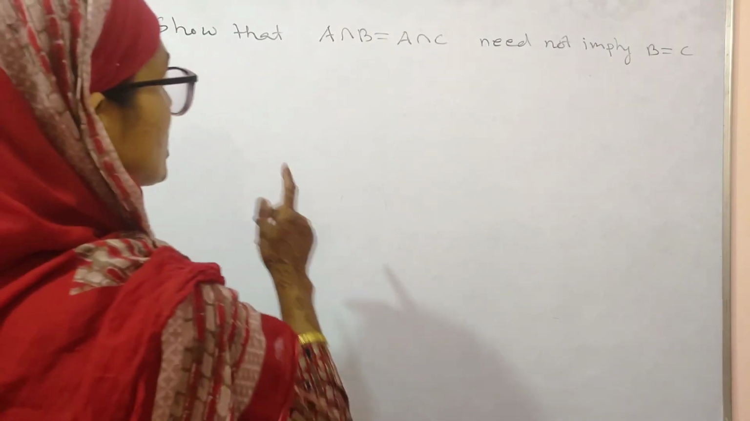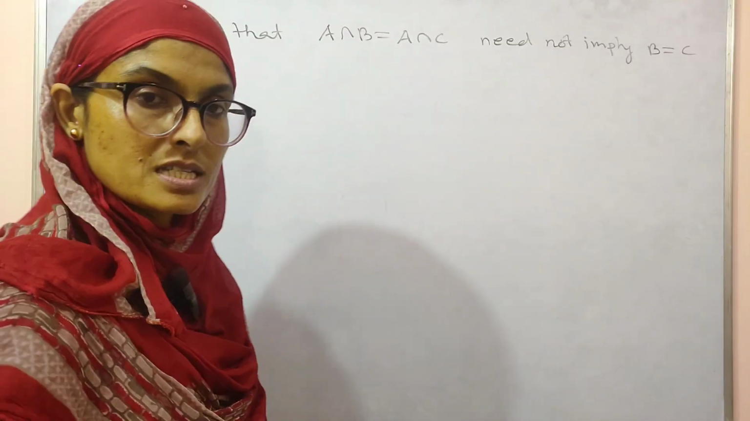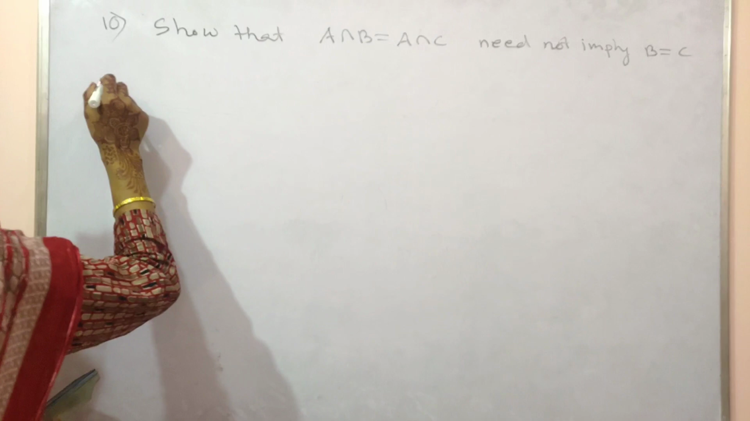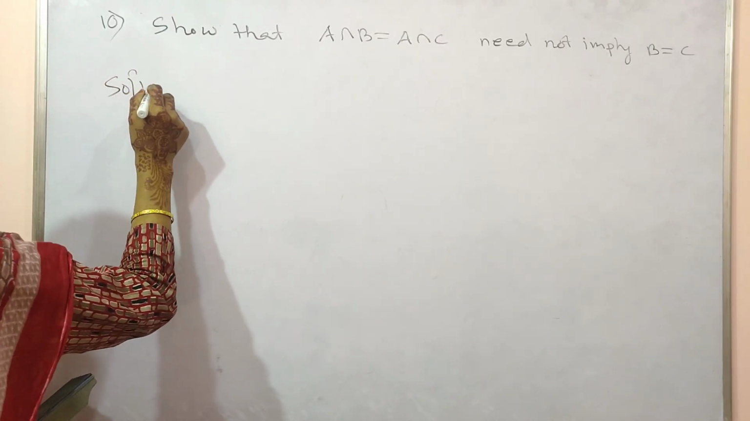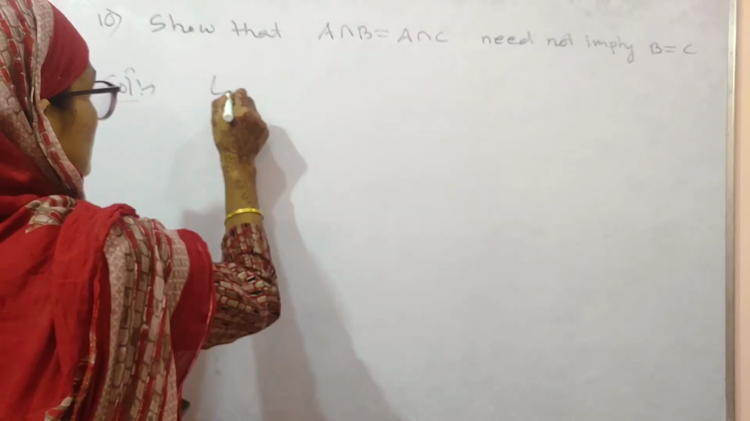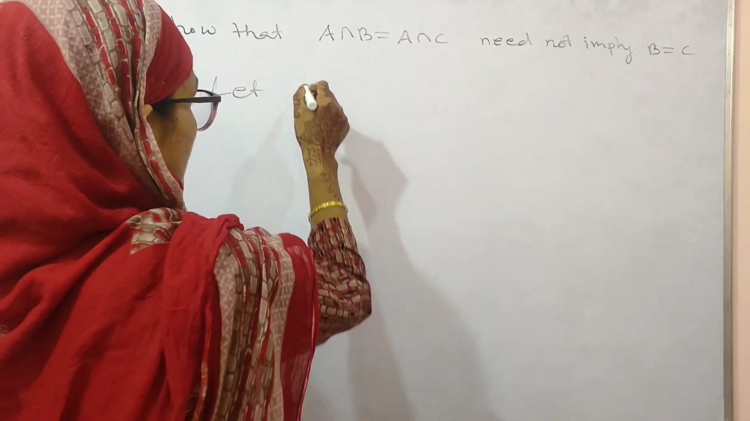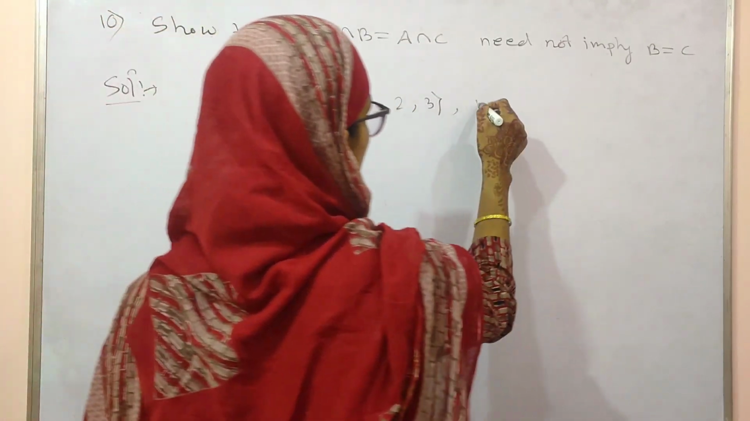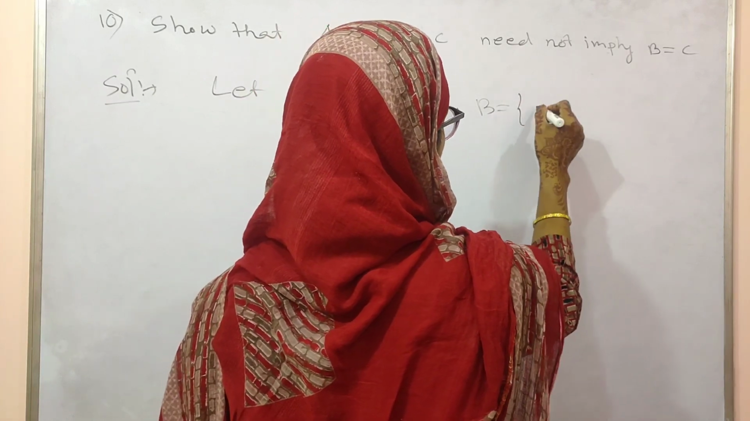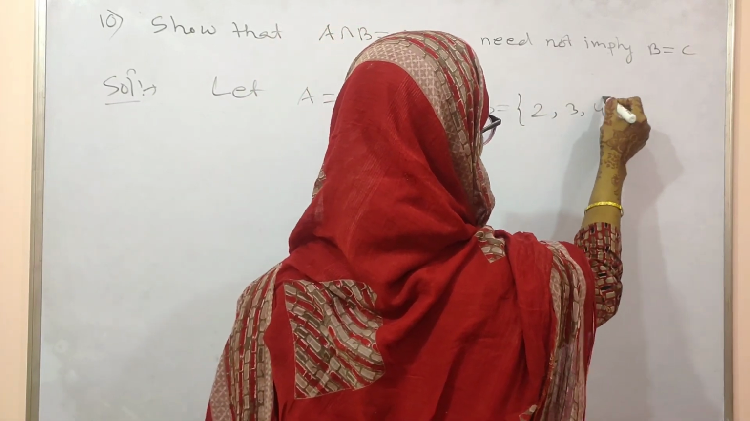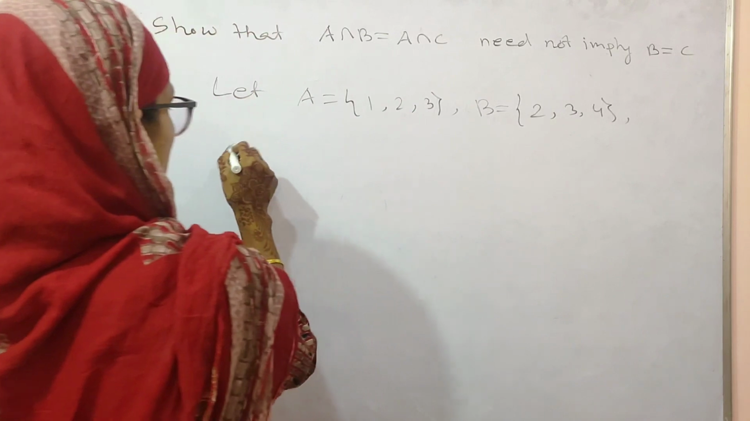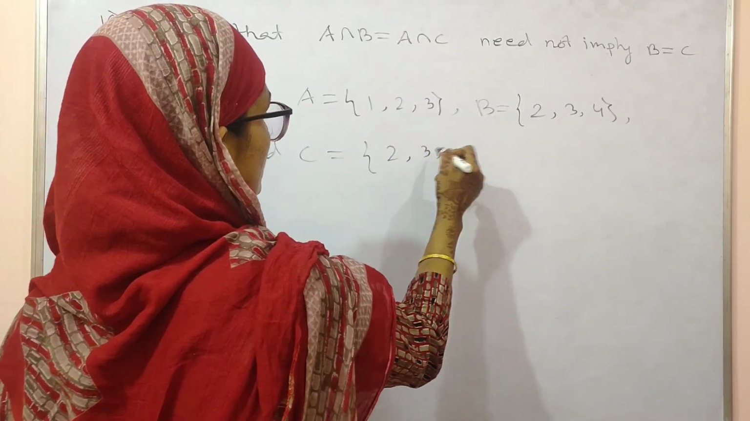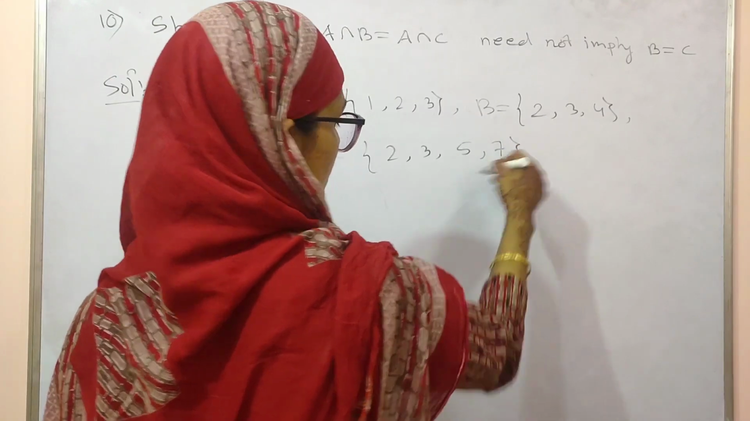Next, number 10: show that A intersection B equal to A intersection C need not imply B equal to C. For this, let A equal to {1, 2, 3}, B equal to {2, 3, 4}, and let C equal to {2, 3, 5, 7}.